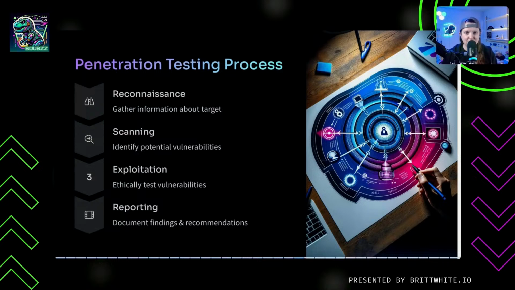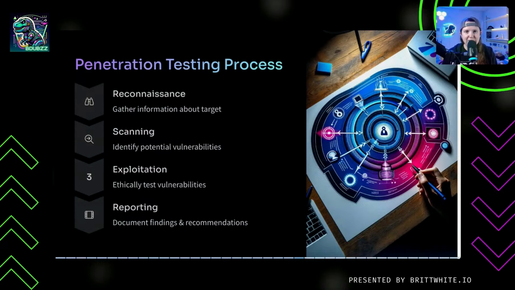The third stage is where it gets really interesting: exploitation. Now, I want to emphasize that this is always done ethically and carefully. You must have explicit written permission and understand exactly what you're doing before you accidentally take down prod. Here, we're testing those vulnerabilities that we found, but we're doing it in a controlled way that won't damage the systems. It's like testing the strength of a door without actually breaking it down.